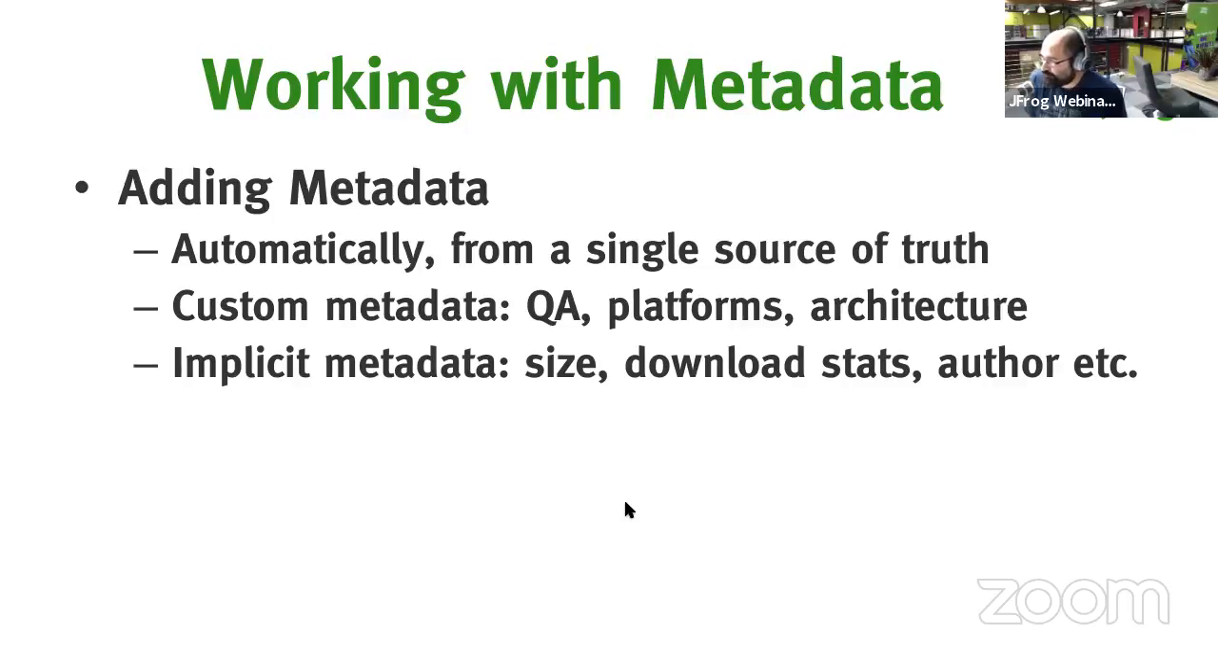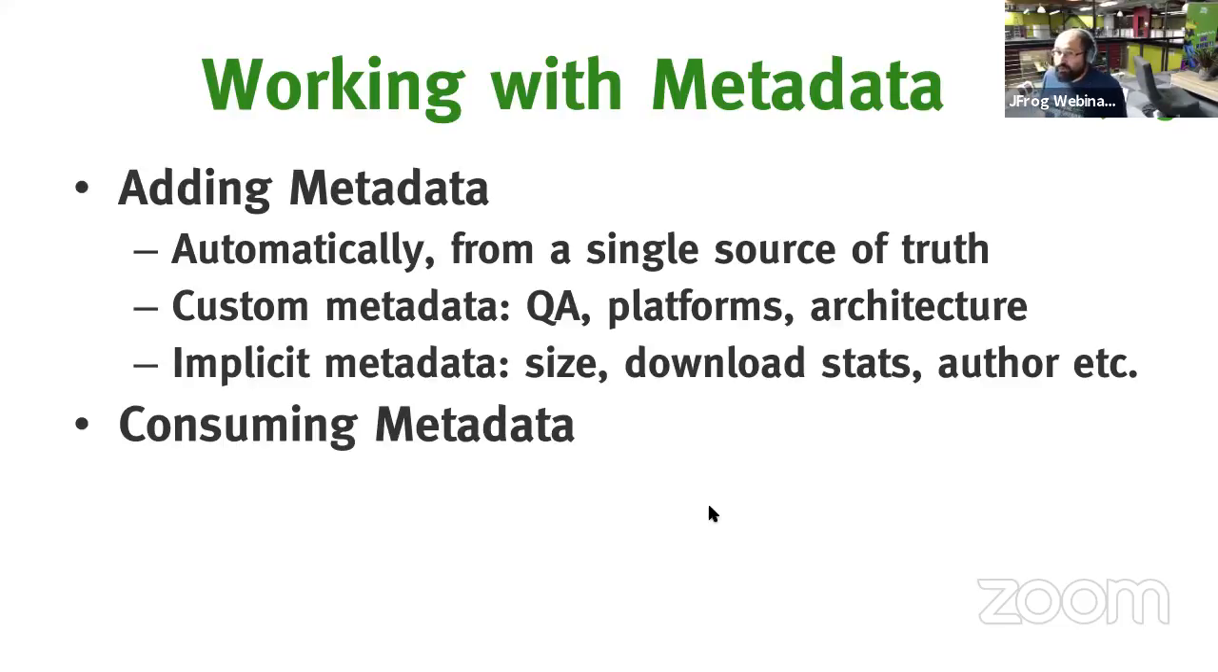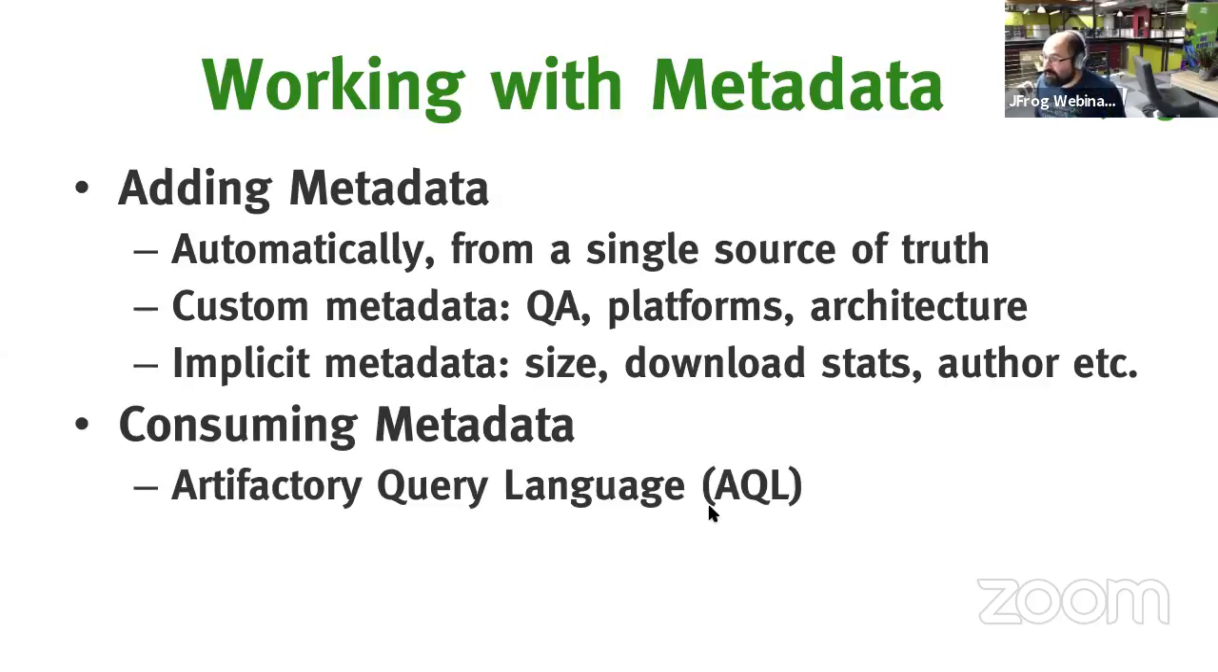Implicit metadata, like the normal properties of a file, such as its size, how many times it was downloaded, who the author is, what the permissions are, all that. This is also metadata that we need to know. And then we come to consuming this metadata. How can we analyze it? There are different options. Artifactory has a standalone query language, which allows you to run queries on this metadata and combine any of them.